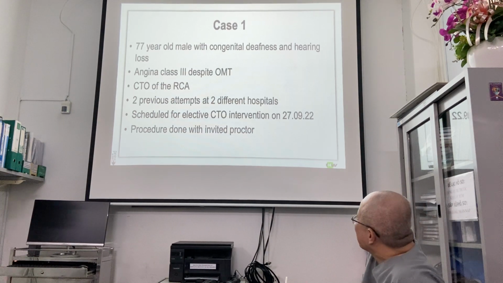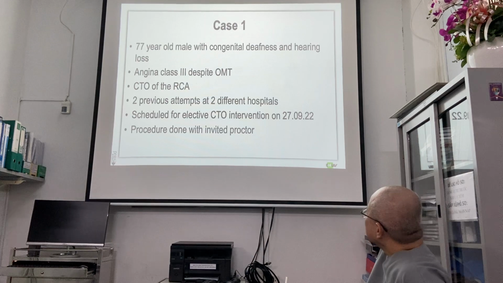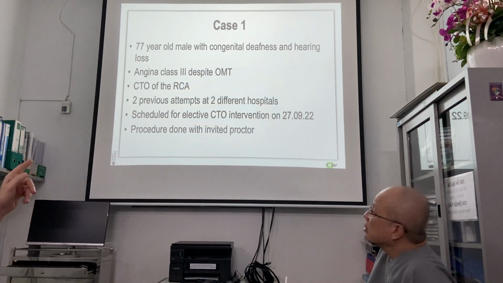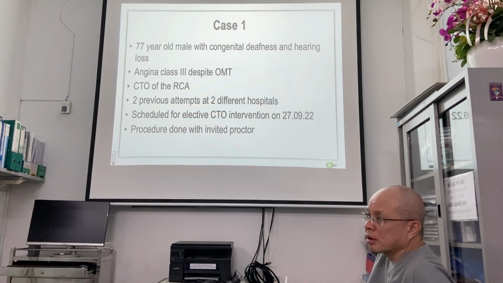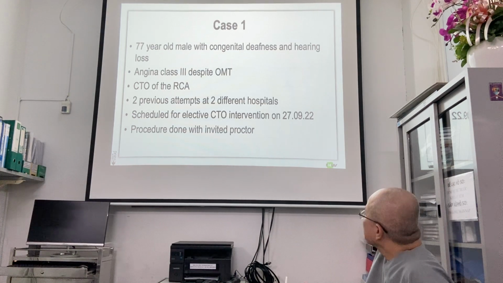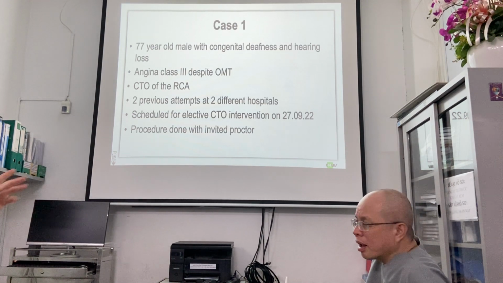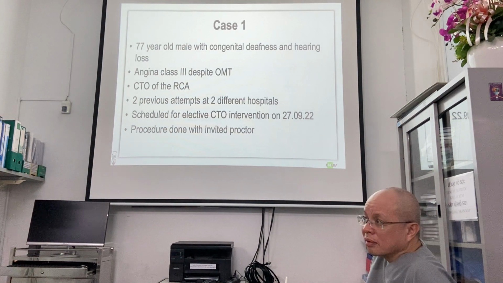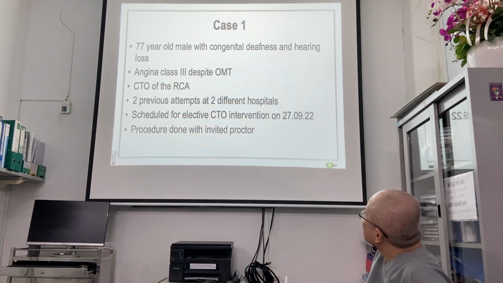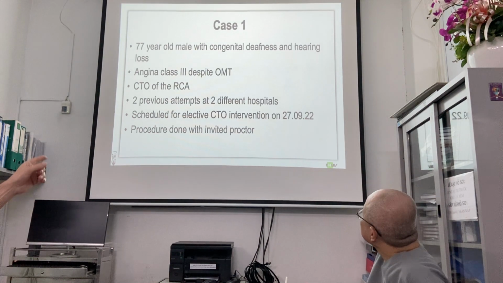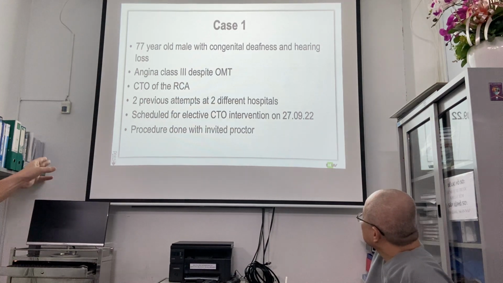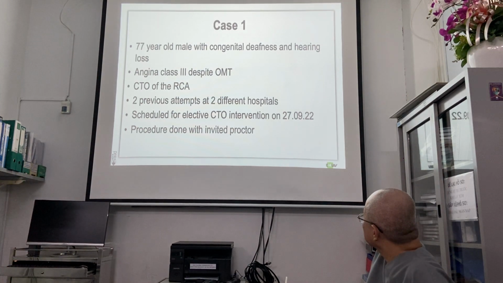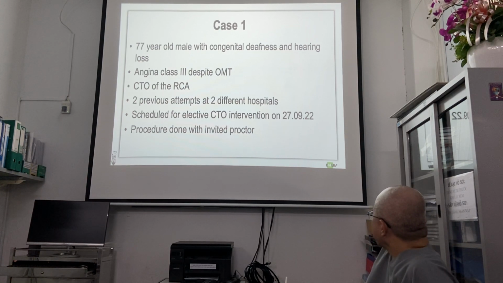So this patient, you see, he has congenital deafness. It's very important to notice. So the communication is very difficult, and this was during the COVID period, still last year, I think. So we have the mask. He cannot understand. He cannot see the mouth moving. Then there is something wrong. He has a severe angina. He has a CTO of the right, and they already tried 2 times in different hospitals, and it was last year. And so we do this case.